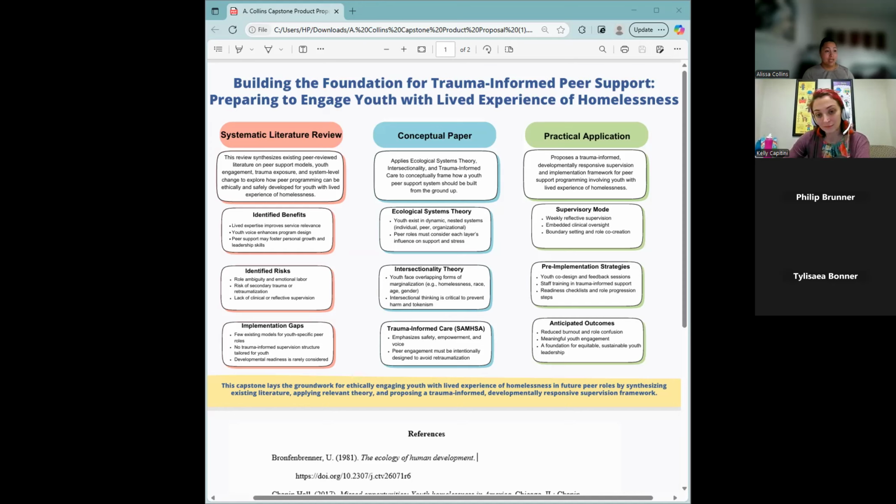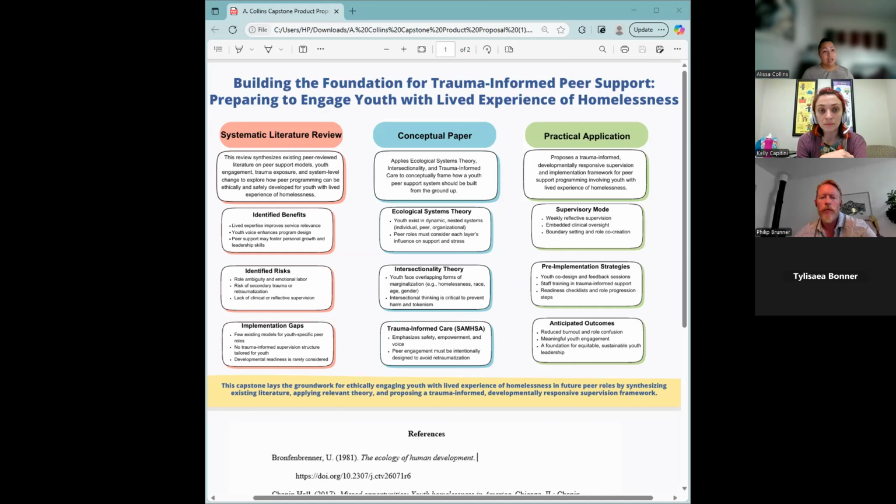All of this is brought together by... I'm just trying to lay the foundation for systems and programs that want to engage youth with lived experience, but recognize the importance of doing so with care, intention, and clinical insight, bridging literature, theory, and applied strategy. I'm just trying to illustrate that this Capstone journey offers a potential pathway forward for ethical peer support program development. Thank you for listening, and I welcome any feedback or questions.